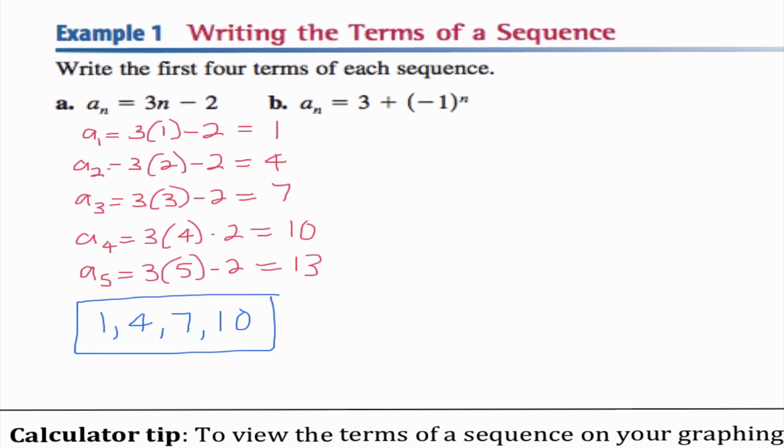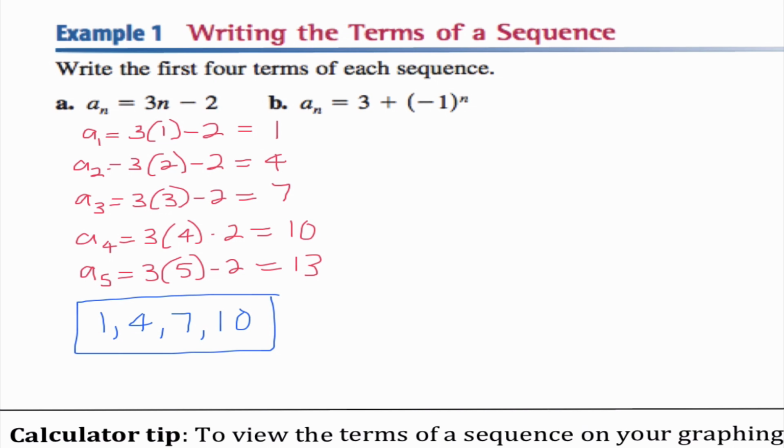We will eventually learn that this is what we call an arithmetic sequence, and we'll talk more about that in our next lecture, but today we really could care less about that. We don't care what type of sequence it is. We're really just focusing on whether we can find those terms.